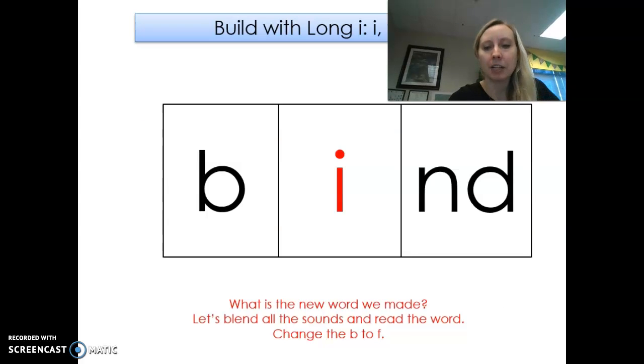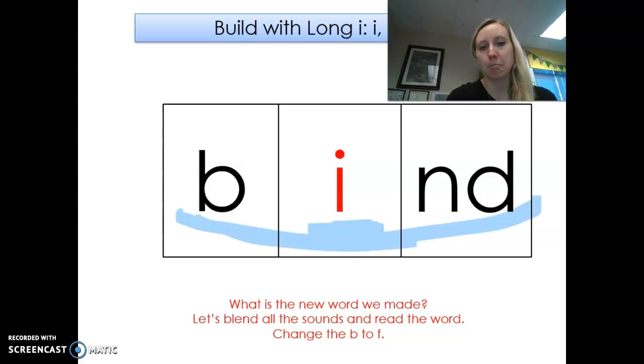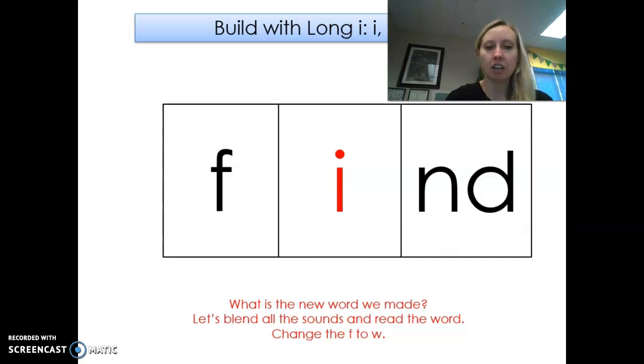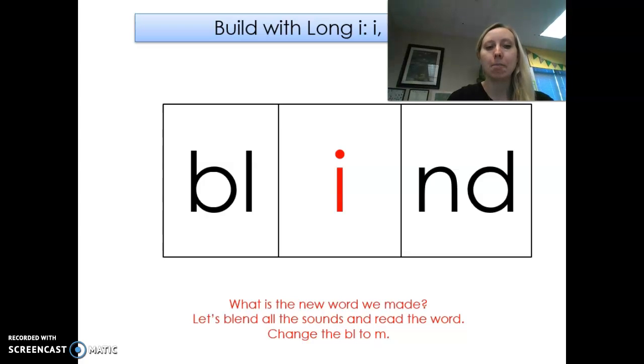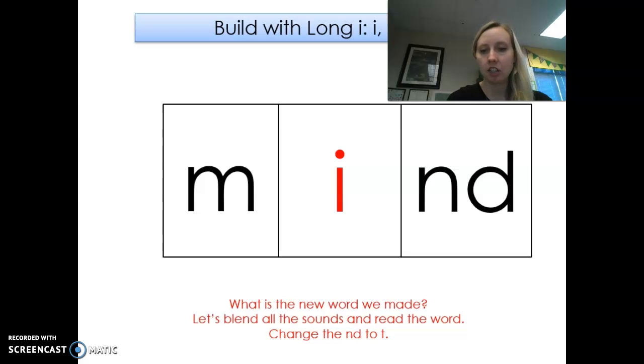Okay, here we go. Let's read this together. Remember, this is I, it's not I. If I read it with a short I, it'd be bind, but that's not a word, so it's bind. Change the B to F, find. Change the F to W, wind. Change the W to K, kind. Change the K to gr, grind. Change the gr to bl, blind. Change the bl to m, mind. Change the d to t. Oh, that's a tricky one. It's not mit, it's might.